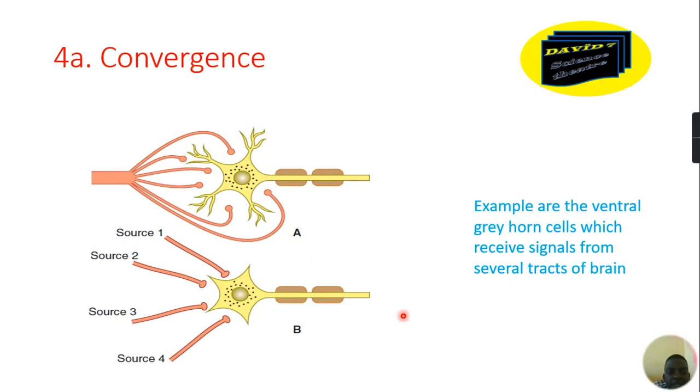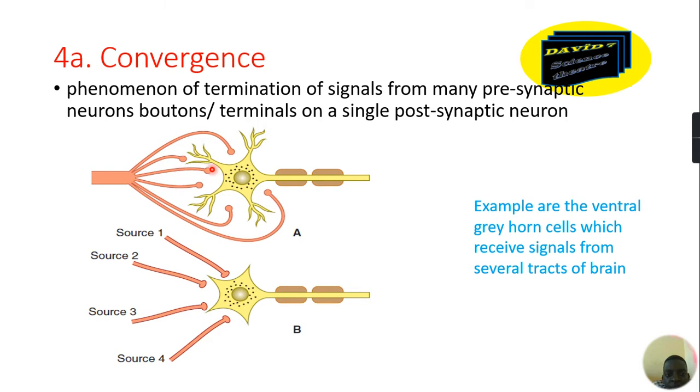All right, let's continue. So the next one is convergence. We said convergence and divergence. So A will be convergence. What am I meaning by convergence? You can see, this is a phenomenon of termination of signals from many presynaptic neurons or buttons or terminals on a single postsynaptic neuron.